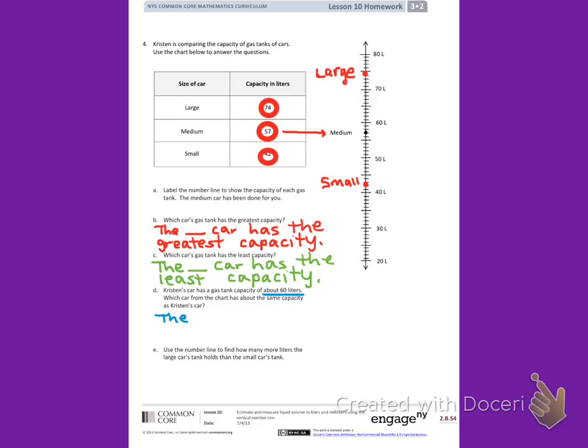The blank car has about the same capacity as Kristen's car.